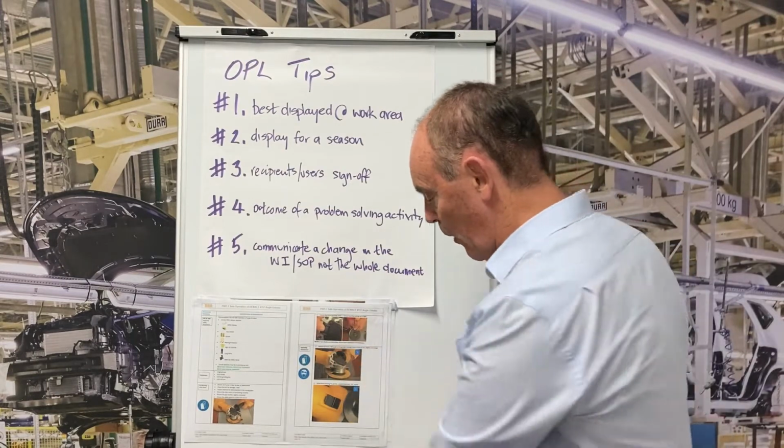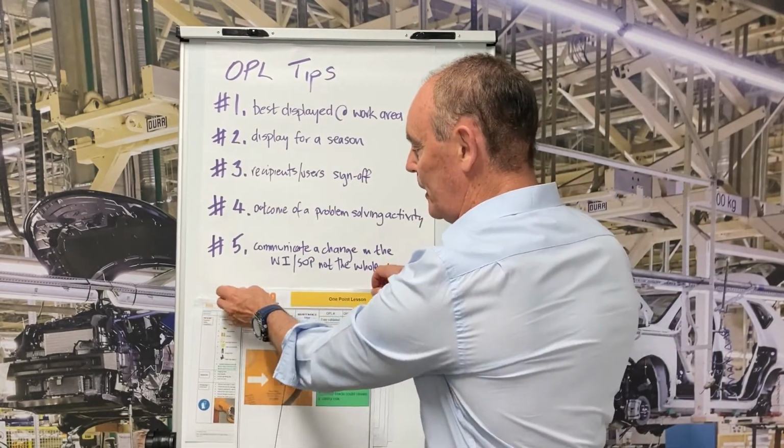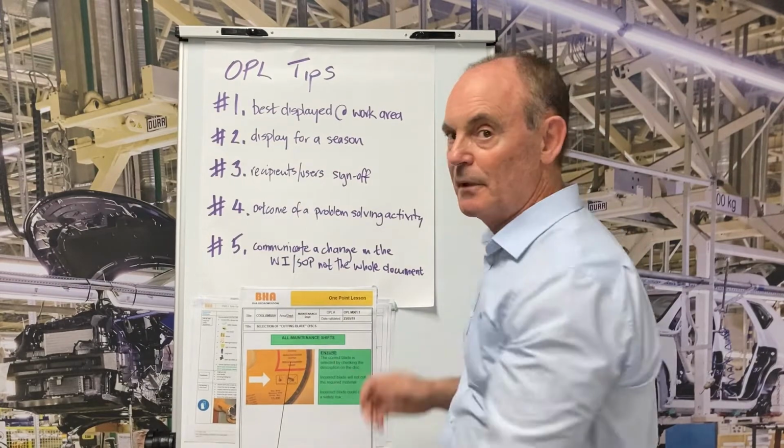And tip number 5, in communicating a change in a standard operating procedure or a work instruction, rather than going through the whole document, you can use a one-point lesson to communicate very simply the change.